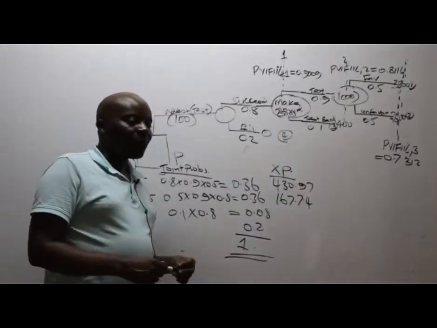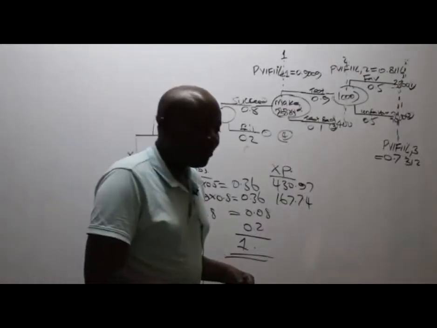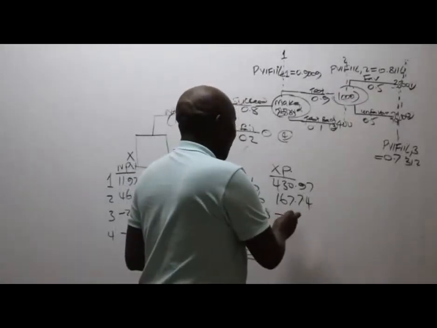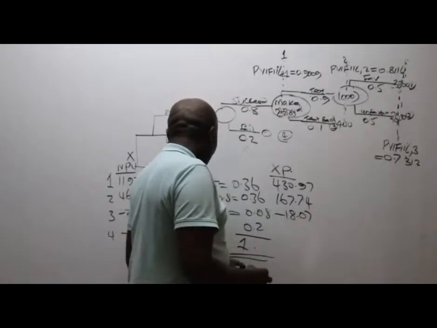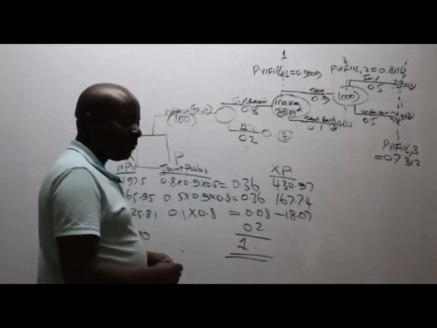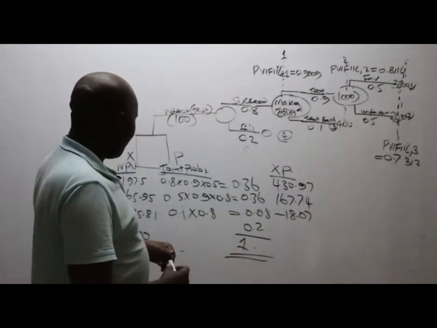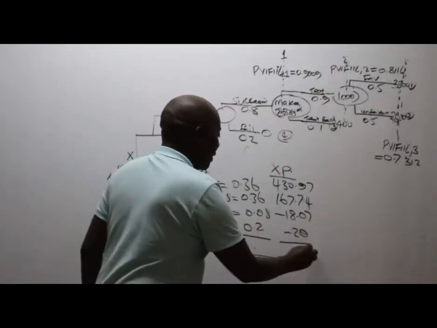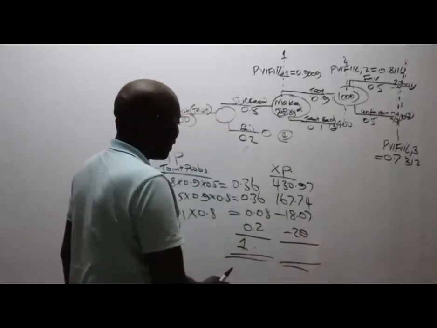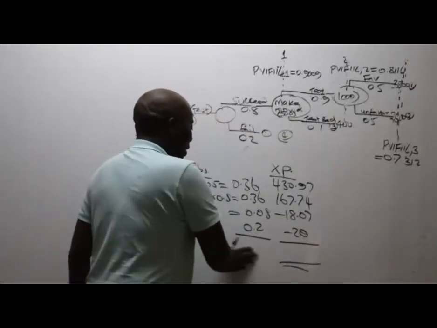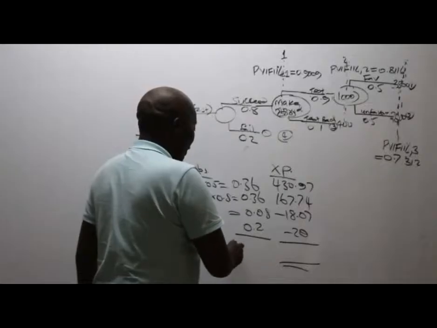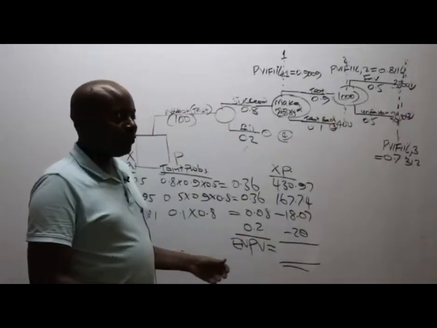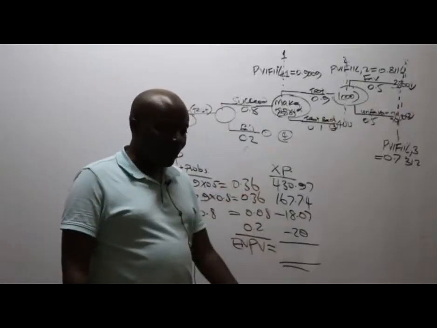Branch 3, what do we have there? Negative 18.07. So we have here negative 18.07. Branch 4, the last one, gives me negative what here? Negative 20. So then could you kindly come and add here for you to be able to give us what we call expected net present value. What do we have here, somebody?